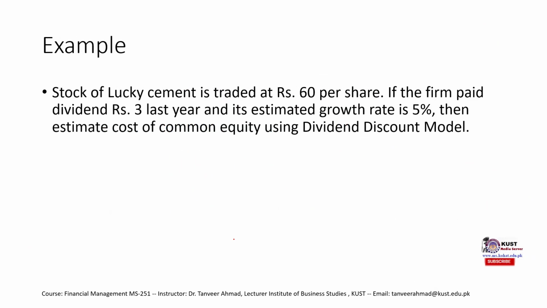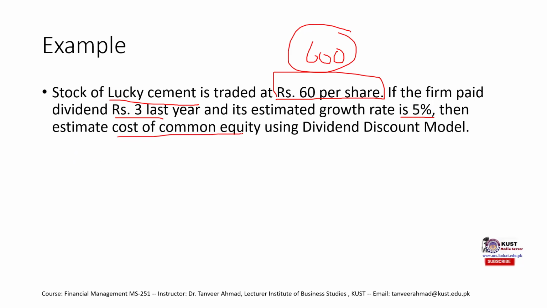So let's have an example, and this would give us a clear idea. Let's say there is a share of Lucky Cement which is traded at 60 rupees per share. By the way, nowadays it is around 600 rupees. So if Lucky Cement stock is at 60 rupees per share, if the firm paid a dividend of 3 rupees last year, and the estimated growth rate in dividend is 5%, then estimate the cost of common equity.